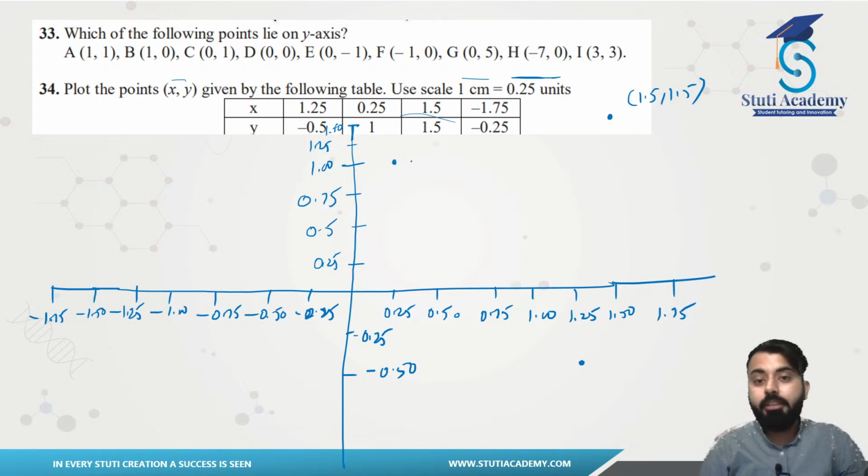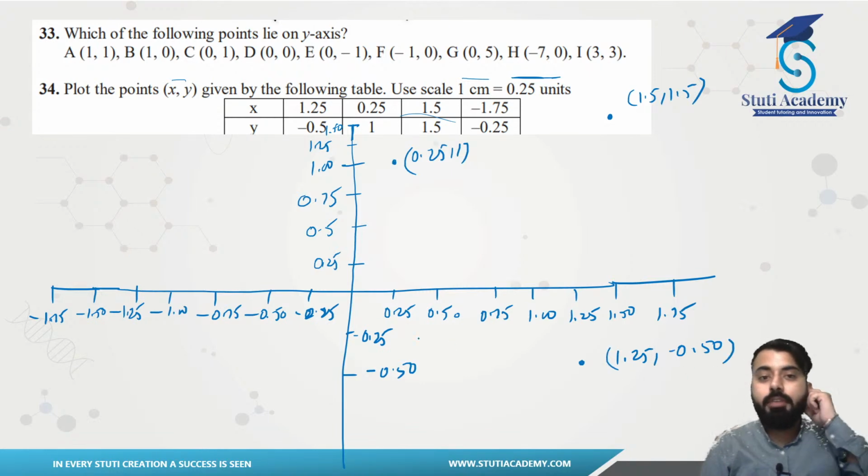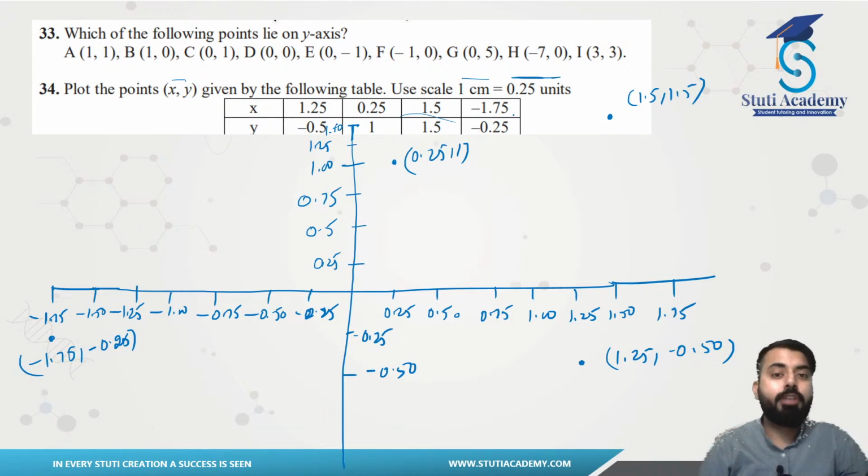This point right here is 0.25 comma 1. This point right here is 1.25 comma negative 0.50. And lastly, we have to plot negative 1.75 and negative 0.25, it should be this point. So the coordinates are negative 1.75 and negative 0.25. I hope you understand how you're going to use your scale, which is 0.25 units. This is quite easy. I hope you remember this and you don't have any doubt in this.